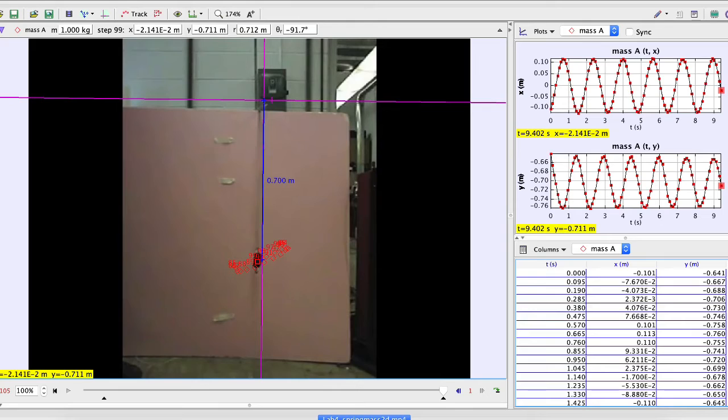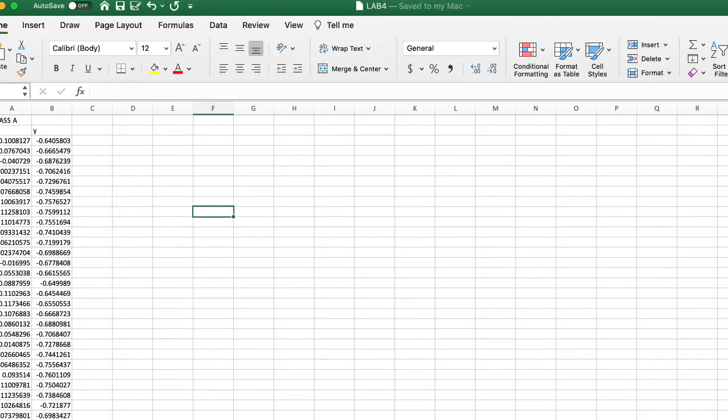After tracking the motion, the graphs on the right side of the screen look like sensible harmonic motion, so I will now transfer the x and y positions of our observations to Excel to create a spreadsheet for future comparison and evaluation.